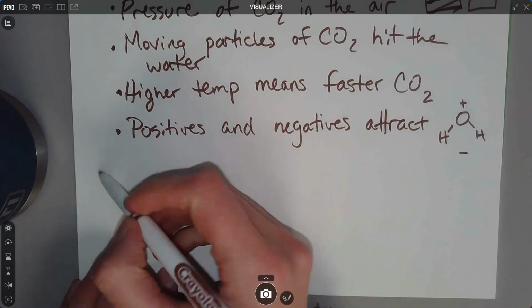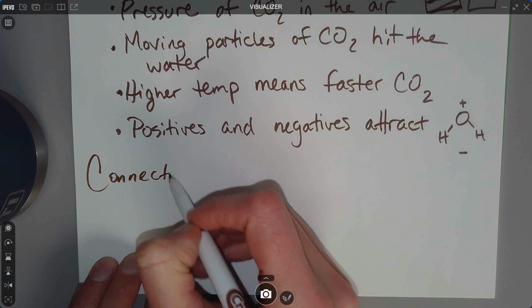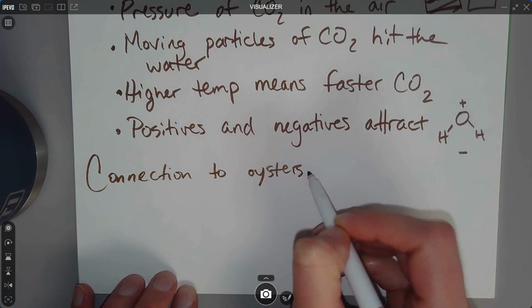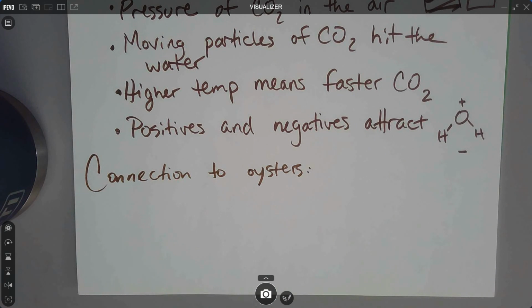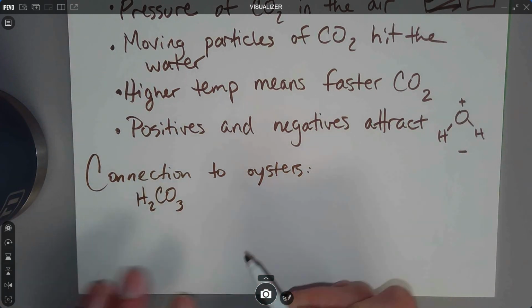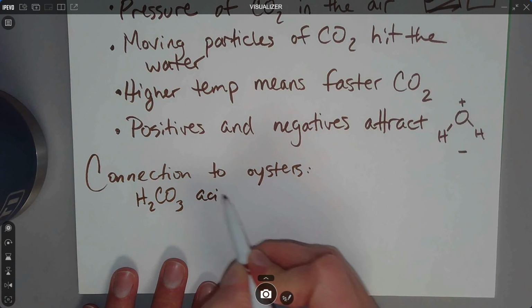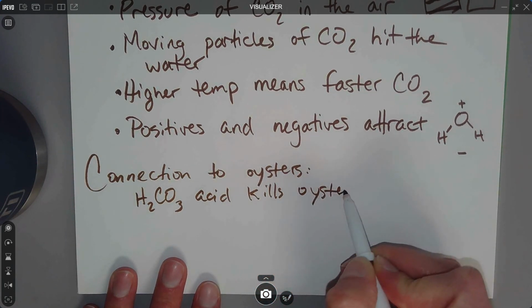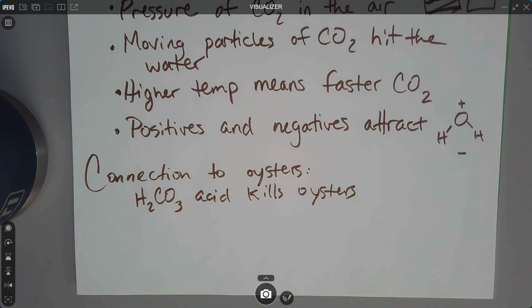So what's the connection to oysters? Oysters die. Oysters die because of carbonic acid. So the H2CO3 acid kills oysters. Right? Yep. There's a connection, right?